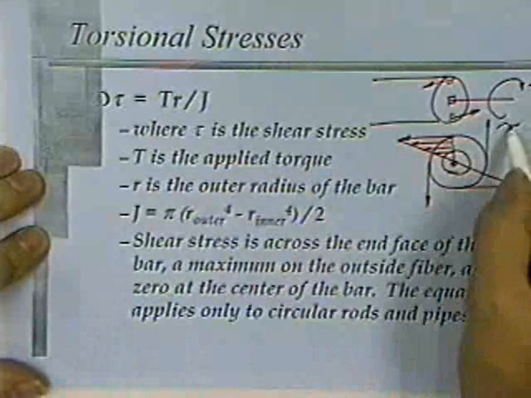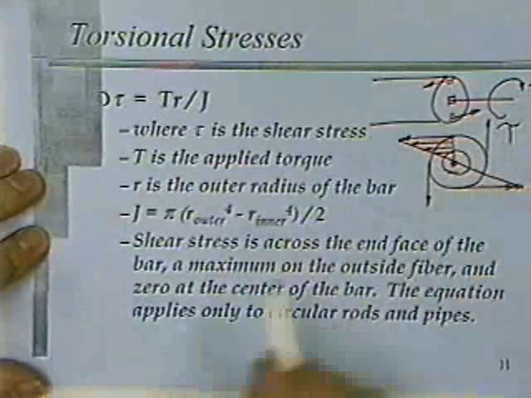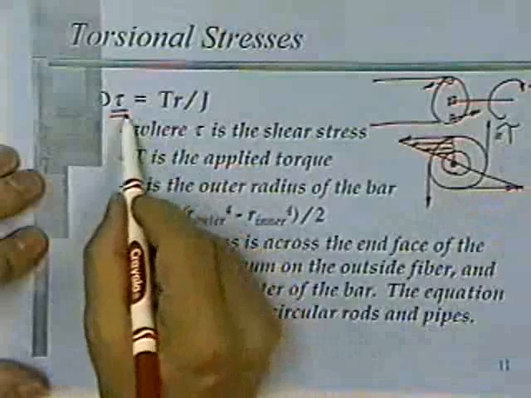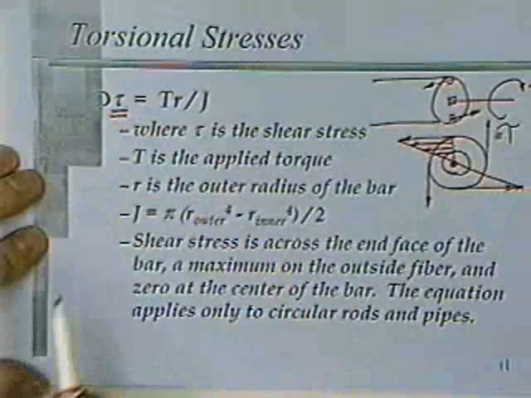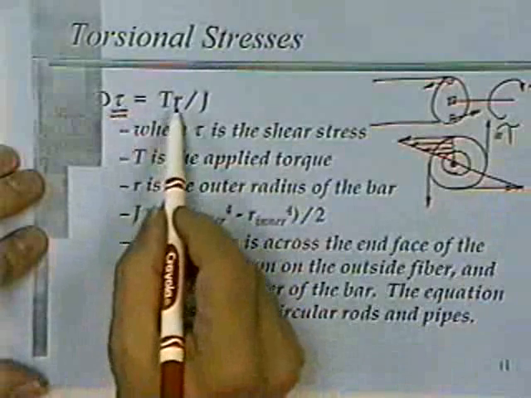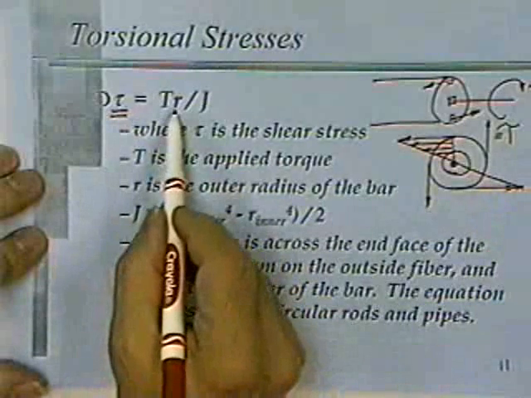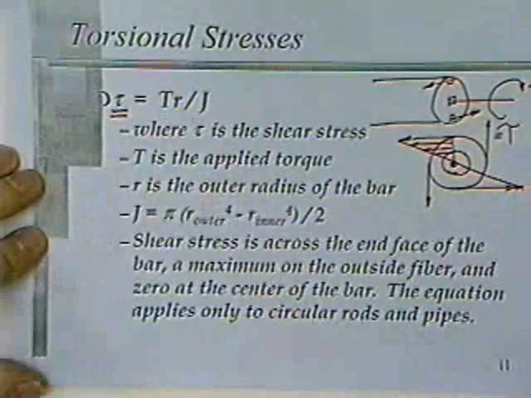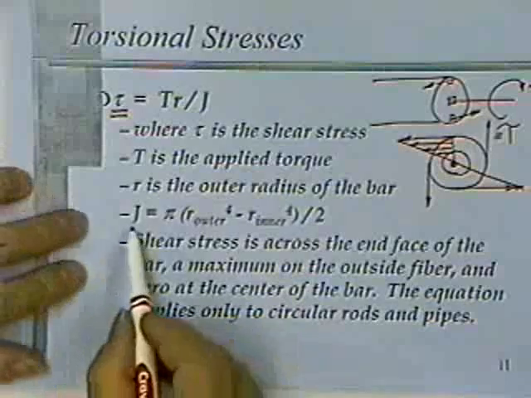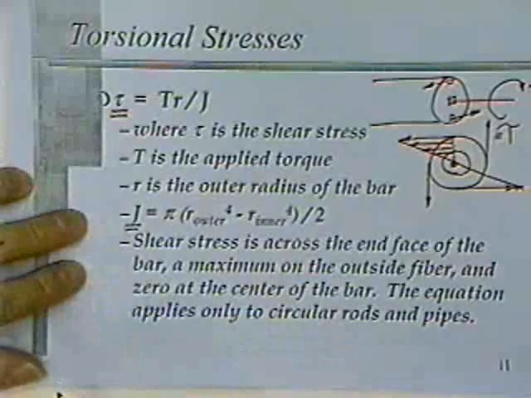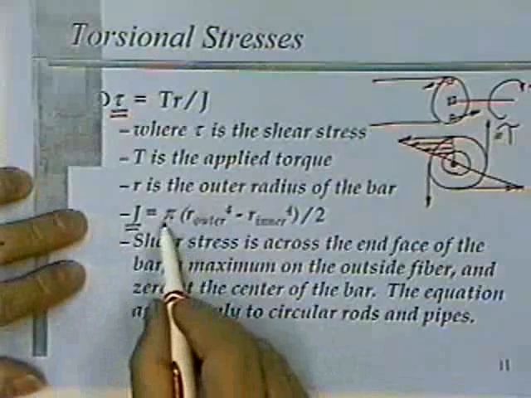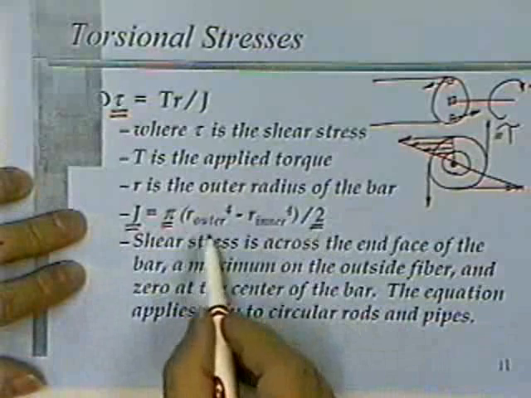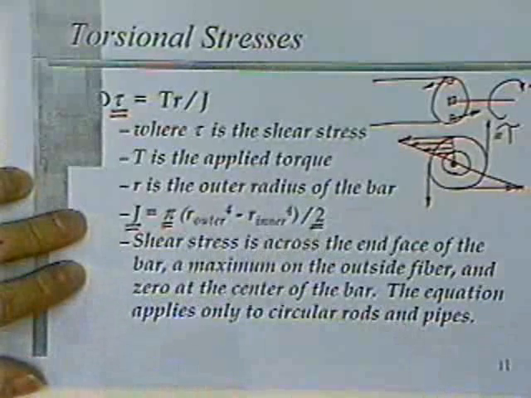The stresses are of the wiping variety, and therefore they are shearing stresses, and so we give the symbol tau for the shearing stress involved. It is torque applied, times outside radius of the shaft, divided by what's called J, the polar moment of inertia. J is simply a strength factor. It's given by pi over 2 times the outside radius to the 4th power minus the inside radius to the 4th power.